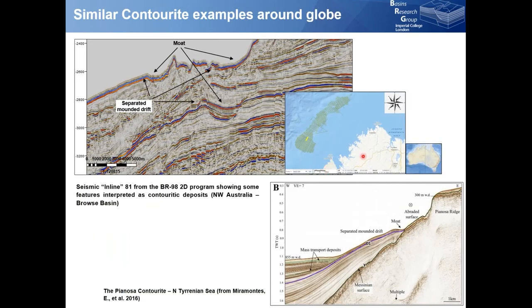What we're going to show here is something that we have found in our area, and try to compare it with something that somebody else has found in other areas. For instance, here we're going to talk about the Pianosa Contourite by Miramontes in 2016. I'm going to talk just about the contouritic responses. She's showing here the moat and also the separated mounded drift. Here we'll try to describe the same patterns, and we see that they are quite correlatable. The idea is to maintain the same spirit in our description.